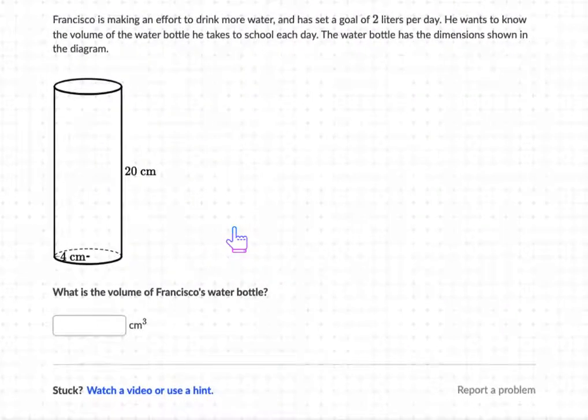This problem says that Francisco is making an effort to drink more water and has set a goal of 2 liters per day. He wants to know the volume of the water bottle he takes to school each day. The water bottle has the dimensions shown in the diagram.